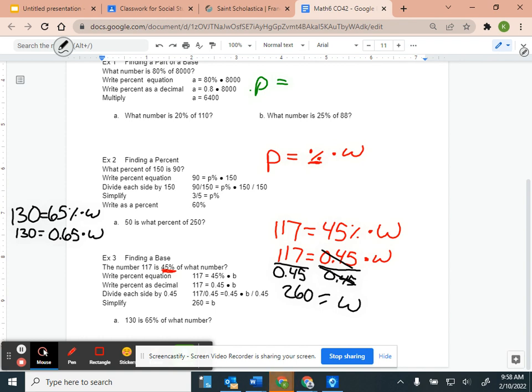I want to get my W by itself, so I divide both sides by 0.65. I divide my 130 by 0.65. Finish it up. You got the calculator? No, I got it. Friends, we need to bring our calculators every day. It will help, so you don't have to do this longhand. Josie. 130 divided by 0.65 is 200. So that is my whole amount. So 130 is 65% of 200.